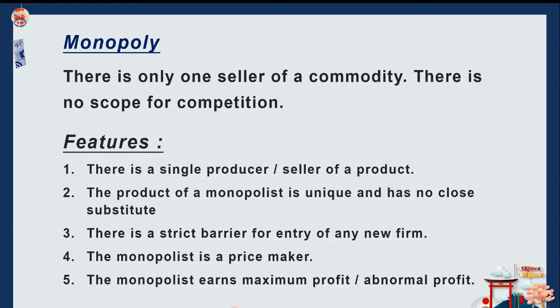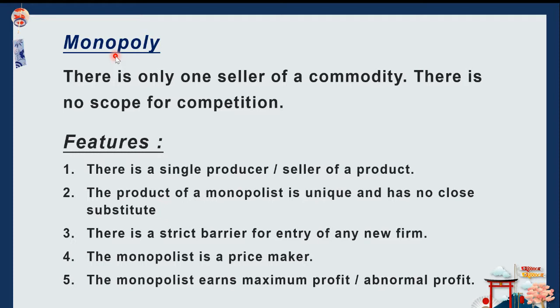So the first type of imperfect competition is a monopoly. That is what I will be dealing with today. Monopoly. It is made up of two words, mono and poly. So the word monopoly has been derived from the combination of two words, mono and poly. What do you mean by mono? Mono means it refers to single.